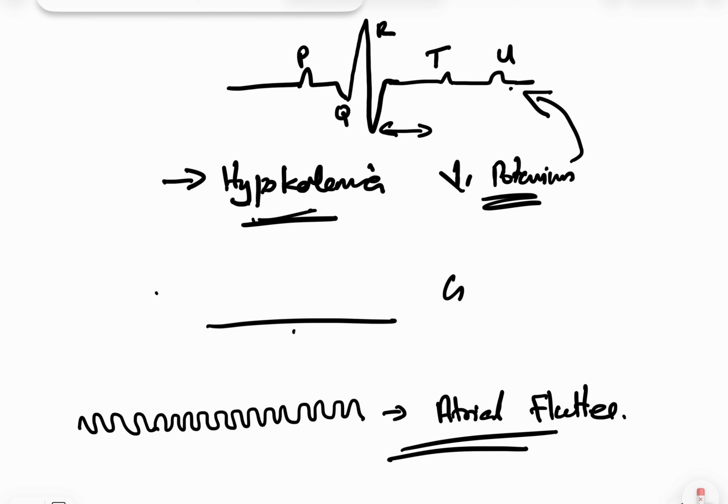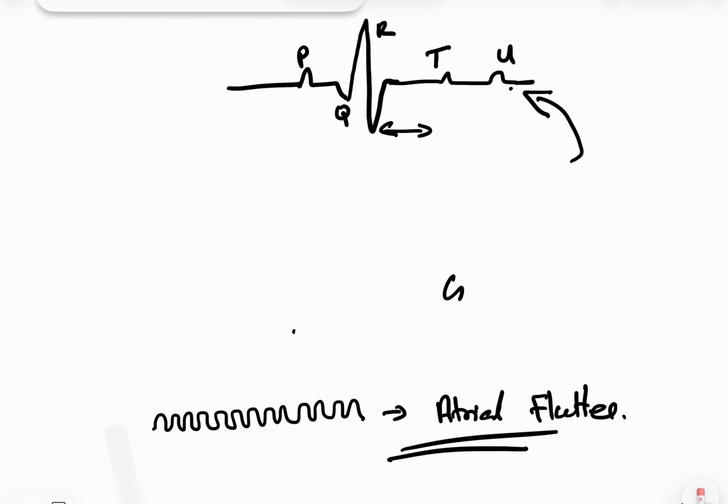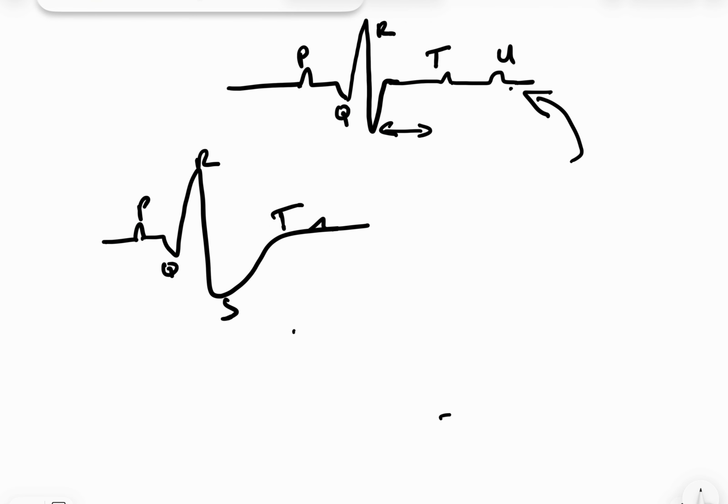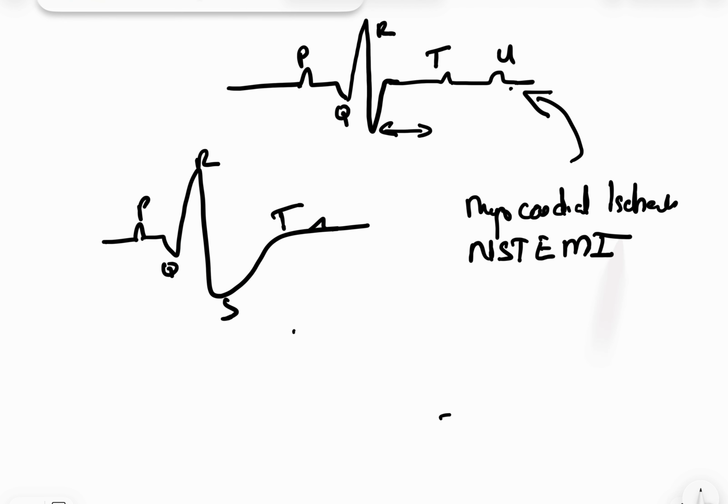First one we studied was depressed ST segment. In case a patient has a depressed ST segment on the PQRST, it may be that the patient has myocardial ischemia or ST segment elevated myocardial infarction, or the patient has hypokalemia or hypomagnesemia. This is ST segment depression.